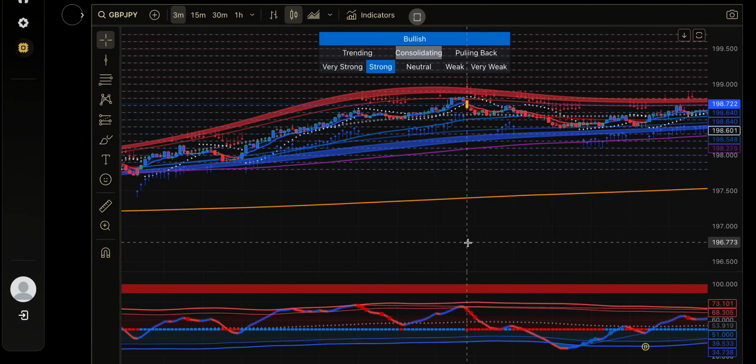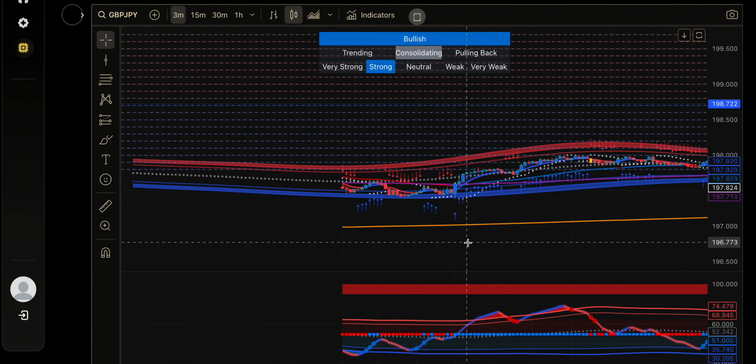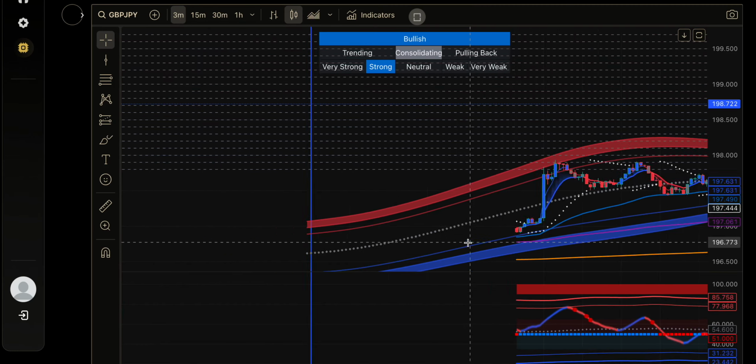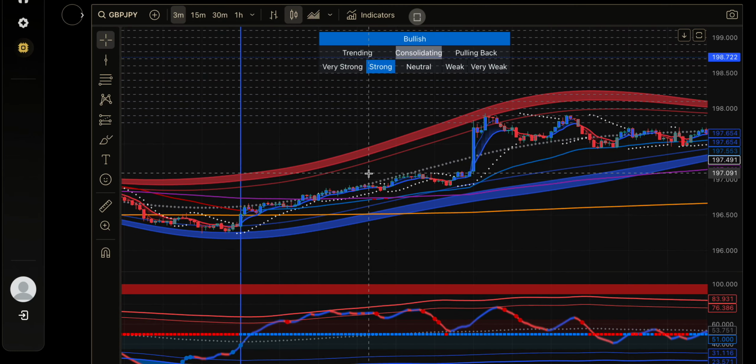And I'm looking for the line, the vertical line, right? I'm looking for the vertical line.